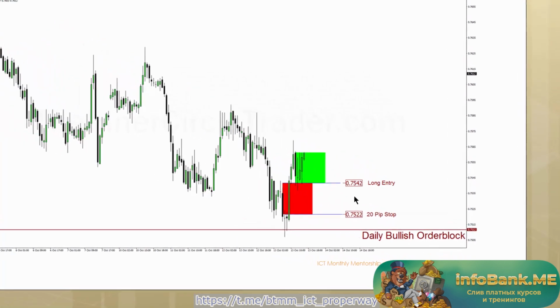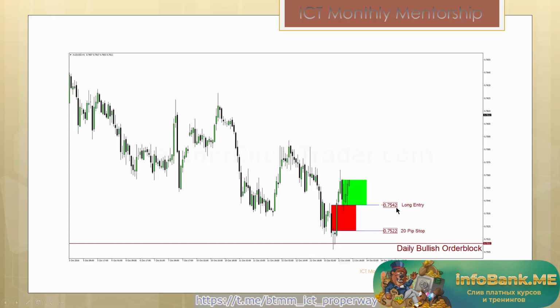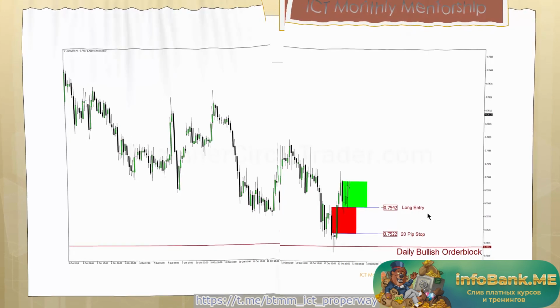So what if you want to get a smaller stop in relative terms to 20 pips? And here's a more important thing. What if you want to be buying lower and offering yourself a lot less in terms of risk exposure?